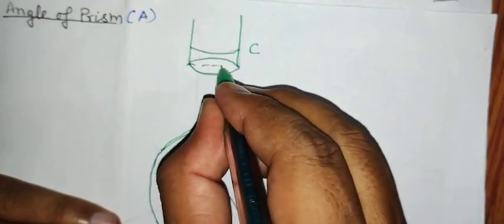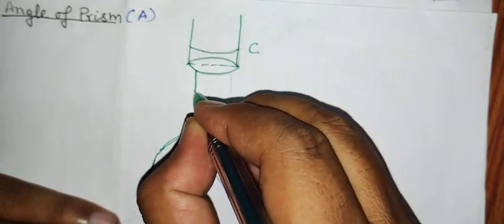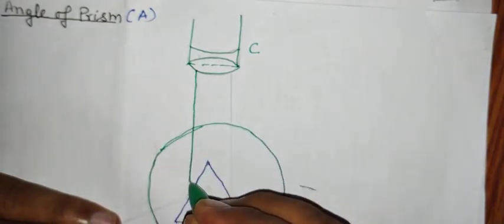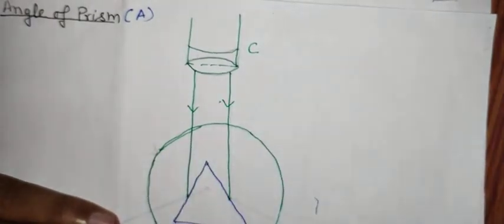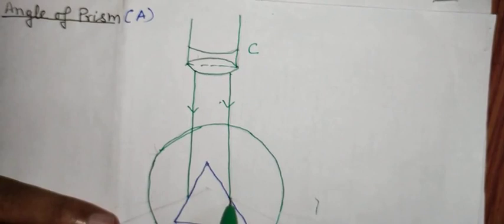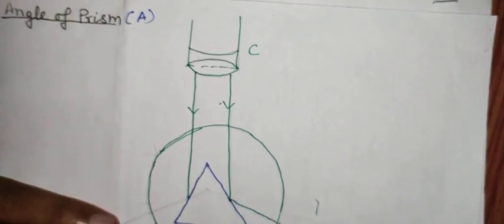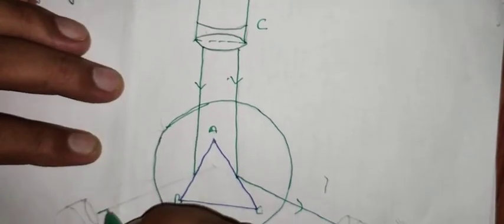Collimator C. The purpose of the collimator is to produce a parallel ray of light. When this parallel ray of light is allowed to fall on the prism through the collimator, it gets refracted from the edge AC of the prism on this side and by edge AB on its side.